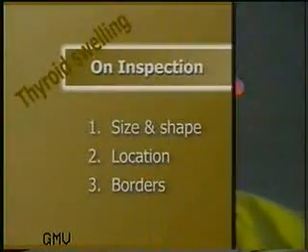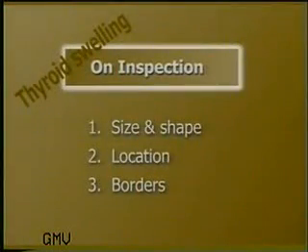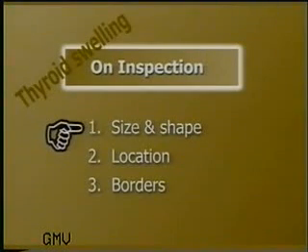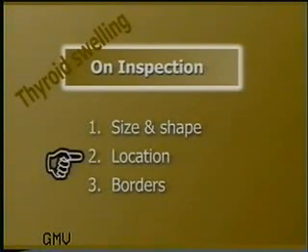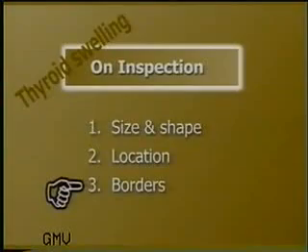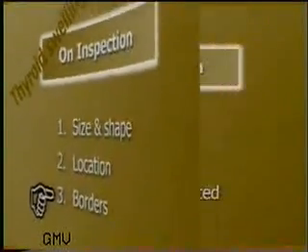A thyroglossal fistula also moves upwards on protrusion of the tongue, as the fistula is connected to the foramen cecum. And of course, it also moves up with deglutition. To revise, on inspection, first note the size and shape of the swelling, its location, and its borders in relation to the sternomastoid and the suprasternal notch.